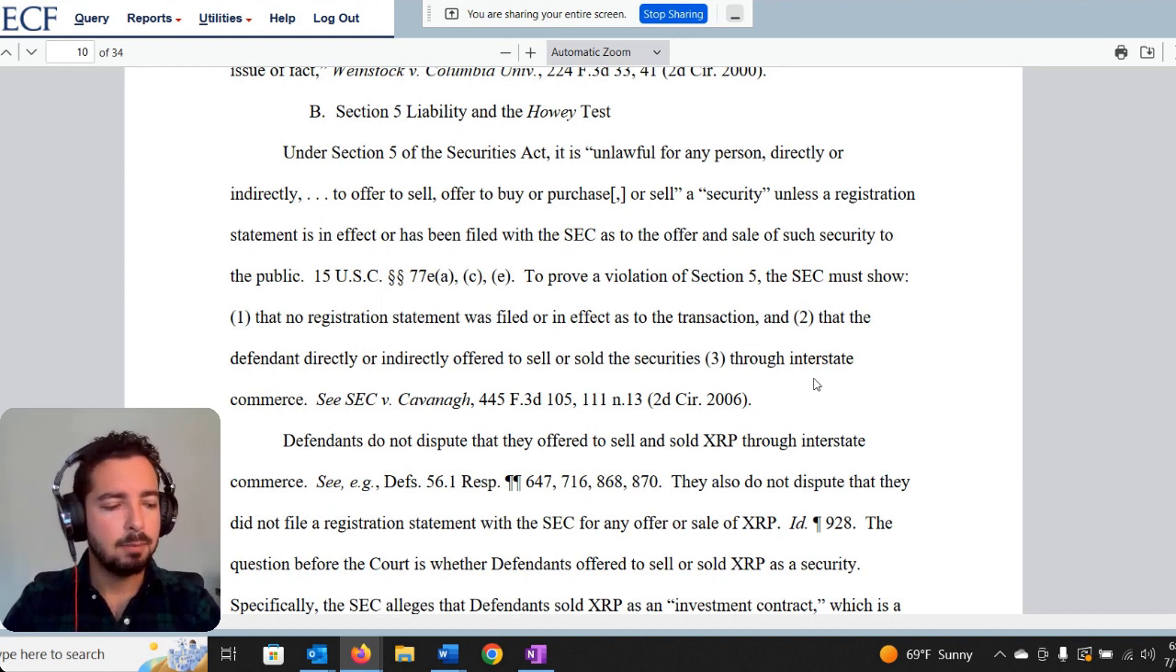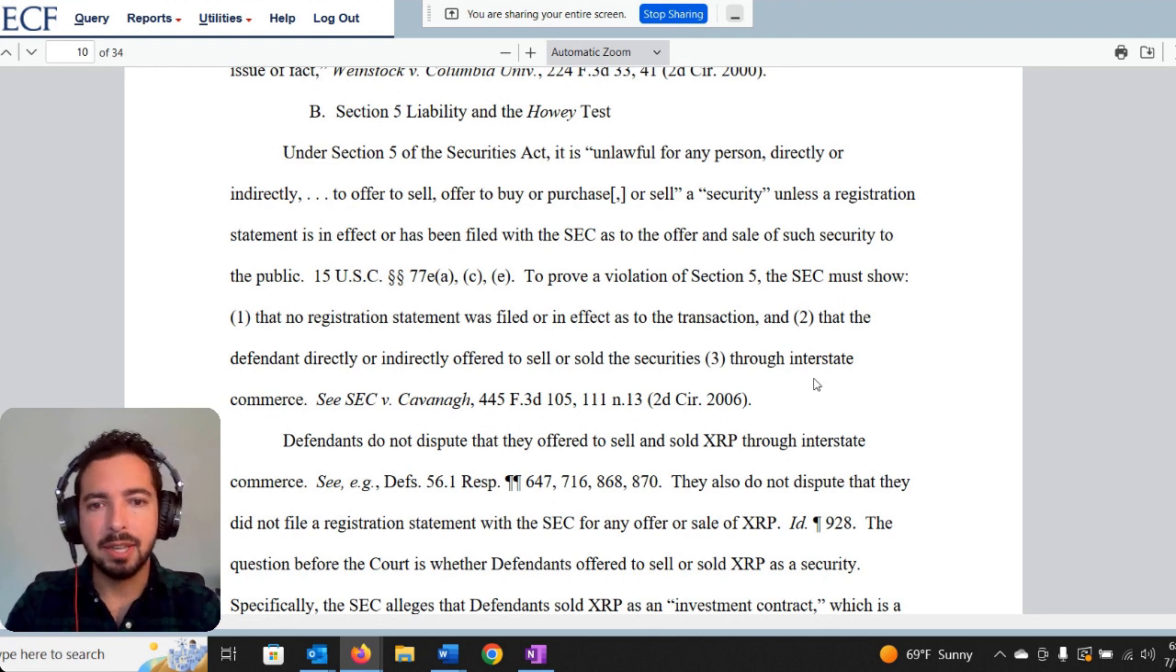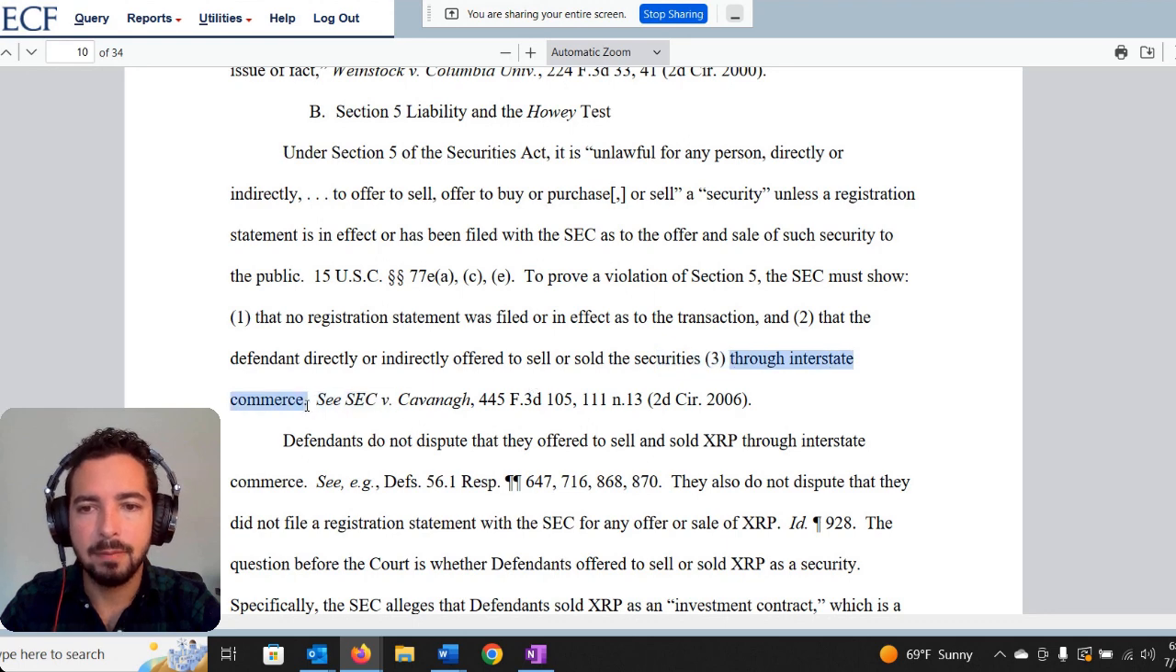Interstate commerce basically means if the security originated in one state, like California, for example, and it gets sold or offered to be sold to any other individual or entity in another state, so like Montana or North Carolina or Florida, that's going to constitute interstate commerce because it's crossing state lines. So number three, that's been proven for sure.